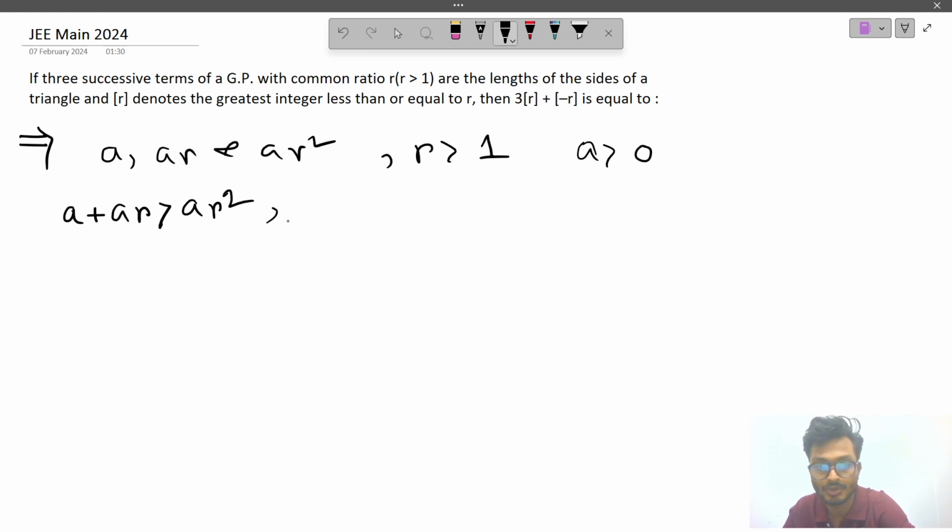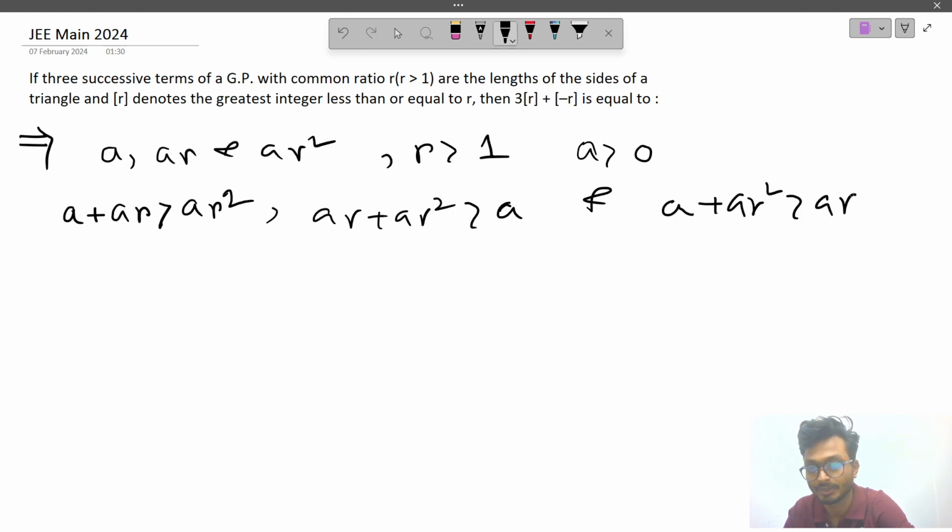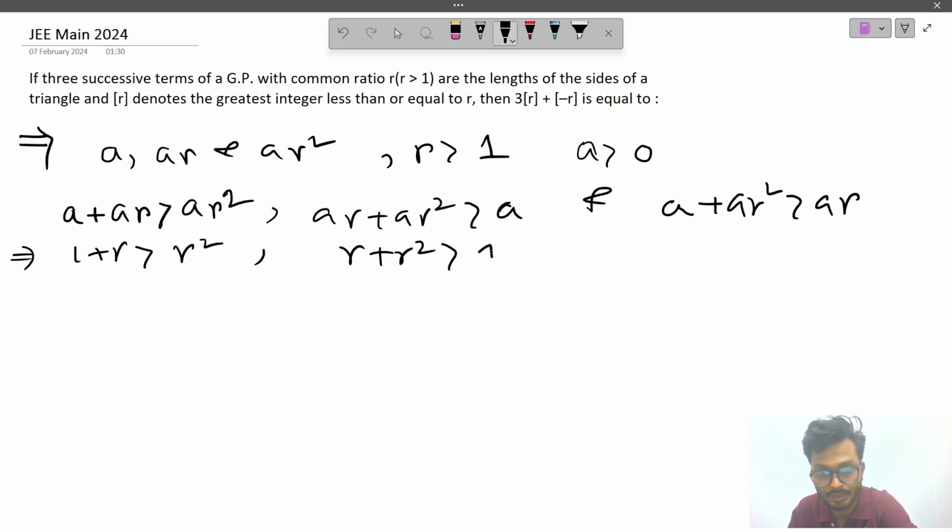So we use this property: ar plus ar² greater than a, and a plus ar² greater than ar. These three properties we get. Now since a greater than 0, we can divide by a. So 1 plus r greater than r², r plus r² greater than 1, and 1 plus r² greater than r.